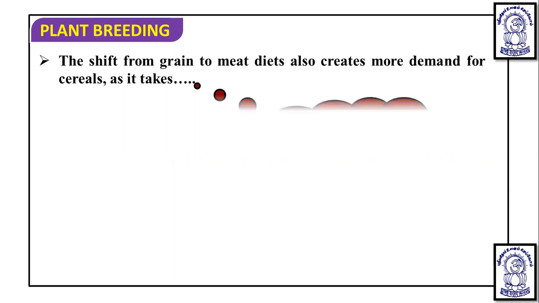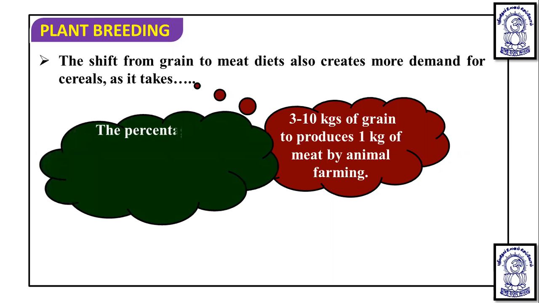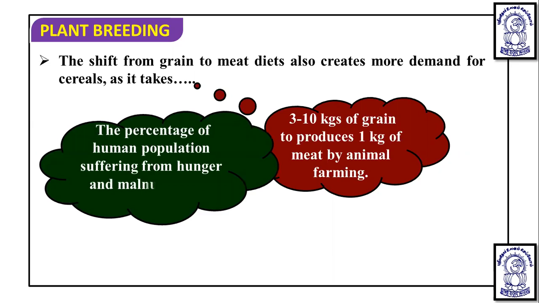3 to 10 kilograms of grain are required to produce 1 kg of meat by animal farming. So if we give 3 to 10 kg of food to a particular animal, the animal will convert this into 1 kg of meat. So the shift from grain to meat cannot solve this problem. And if we talk about hunger, the percentage of the human population suffering from hunger and malnutrition is 25%.